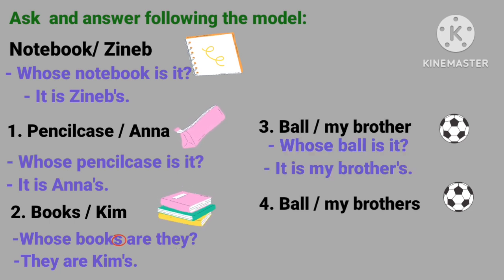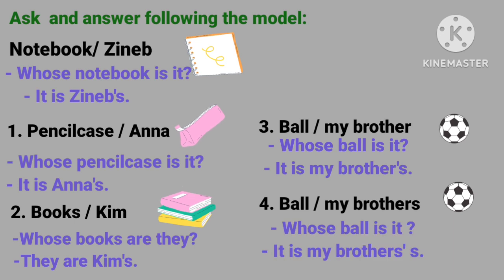Sentence number 3. Whose ball is it? It's my brother's. Number 4. Whose ball is it? It's my brothers'. As you remark, the question does not change because we have the same subject, ball. The word brother in sentence number 3 is singular, but in sentence number 4 it's plural. And as we said before, in number 3, my brother's, we add apostrophe S, and in number 4 we add just the apostrophe because brothers has got the S of the plural.